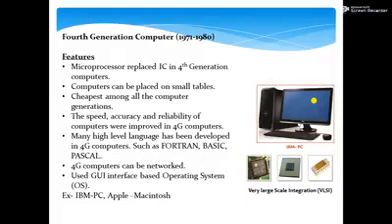Microprocessor is a CPU on a single integrated circuit chip containing millions of very small components and performs all the functions of CPU. Next one is computer can be placed on a small table, which means because of its small size and lightweight, it can be placed here and there. Cheapest among all the computer generations, which means the cost of fourth generation computer is less than first generation computer, second generation computer, third generation computer.